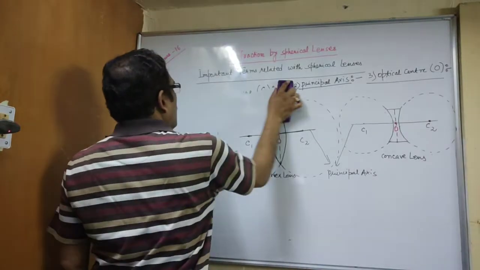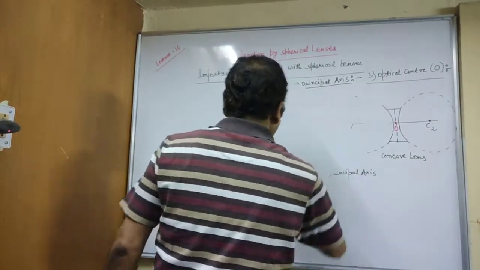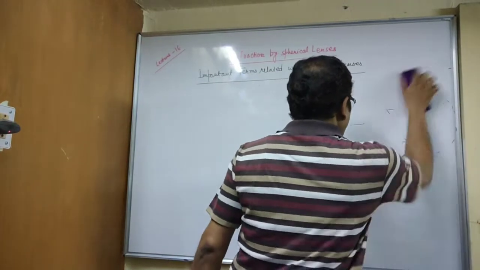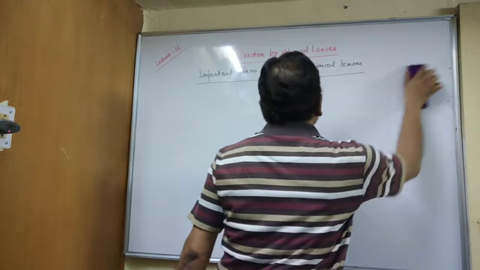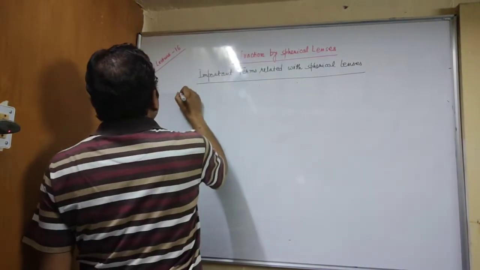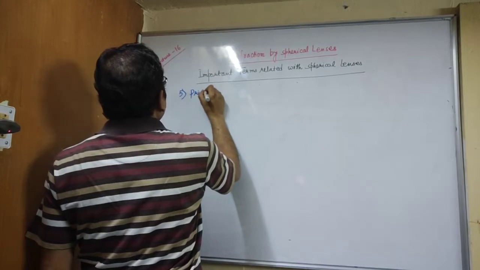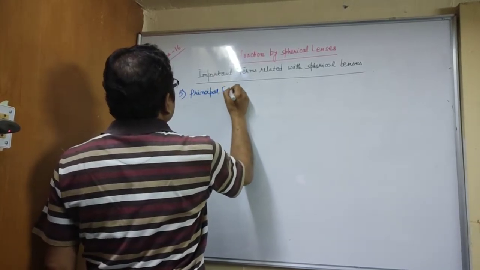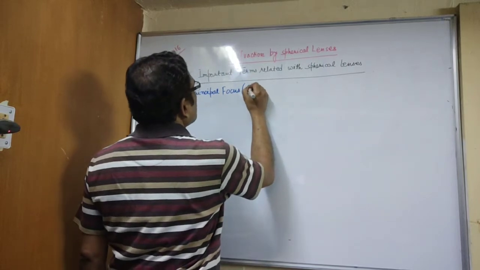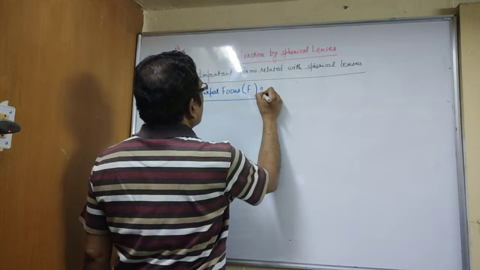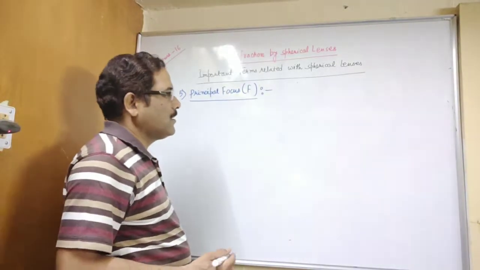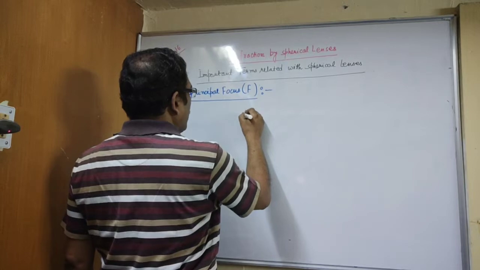So let us see what principal focus is. The next term, the 5th term, is principal focus, or we can say simply focus, and the symbol for principal focus is capital F. So first we draw these diagrams to explain what principal focus is.